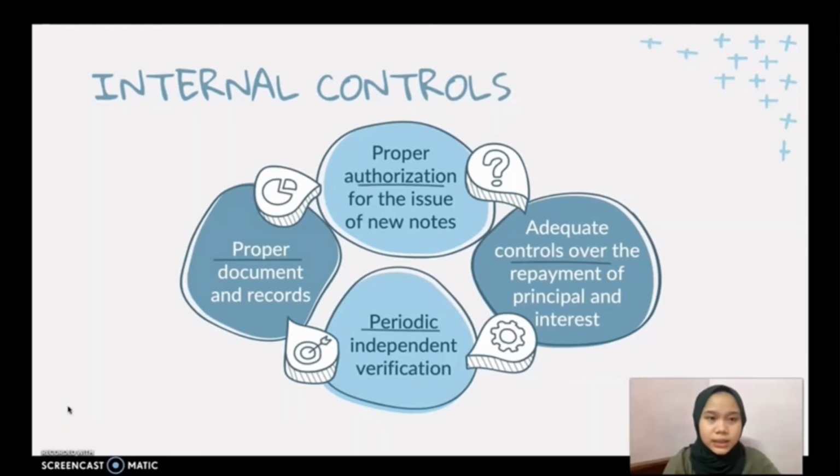Last but not least, the fourth internal control of notes payable is proper documents and records. These include the subsidiary records and control over blank and paid notes payable by an authorized person. For example, paid notes payable should be cancelled and retained under the custody of an authorized official.